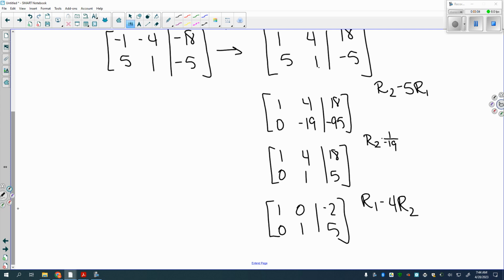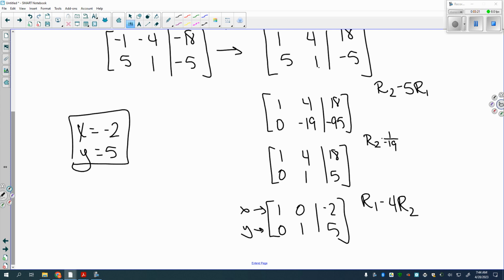And that's my reduced row form. And then the top row shows me what x is. x is equal to negative 2. The bottom row shows me what y is. And y is equal to 5. That is my solution. And it's just putting those down and going through the steps.